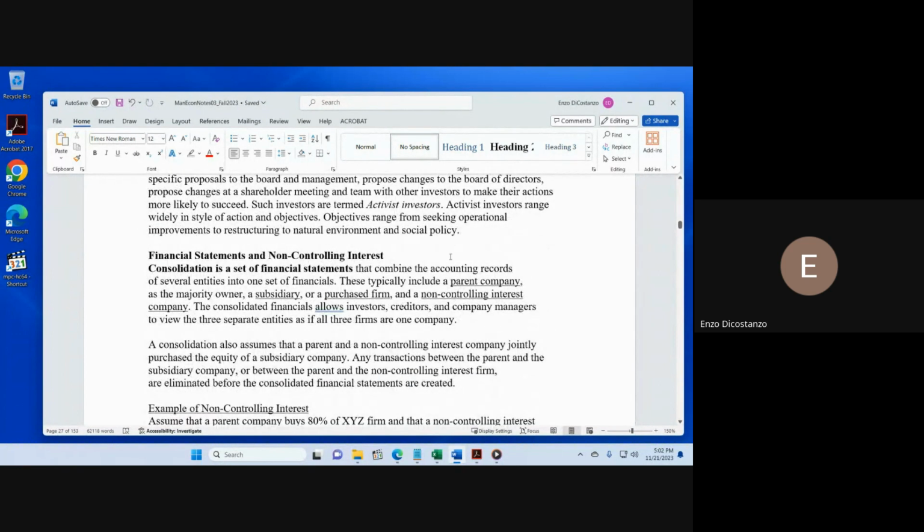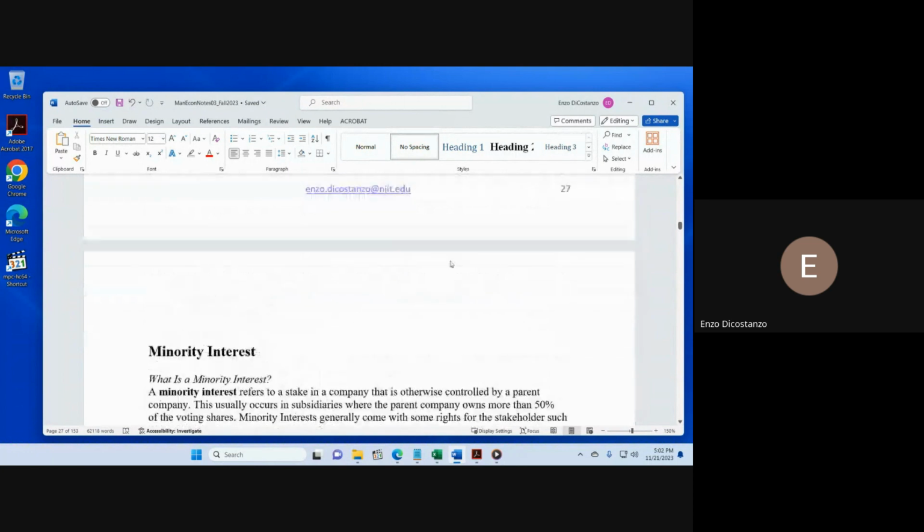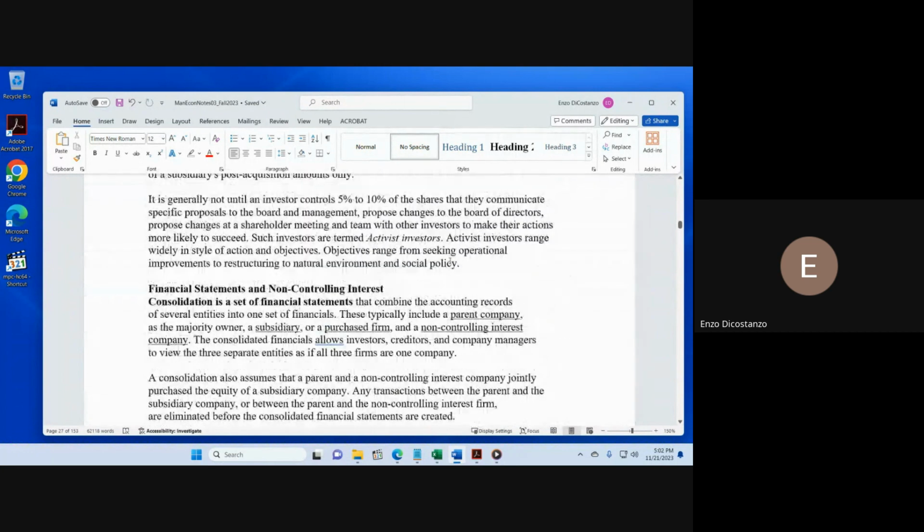Okay. Now, how the financial statements are viewed with this. See, this wasn't that long. Consolidation is a set of financial statements and non-controlling interest. A consolidation is a set of financial statements that combine the accounting records of several entities into one set of financials: the parent company as the majority owner, a subsidiary or a purchased firm, and a non-controlling interest company. The consolidated financials allow investors, creditors, and company managers to view three separate entities as if all three firms are one company.